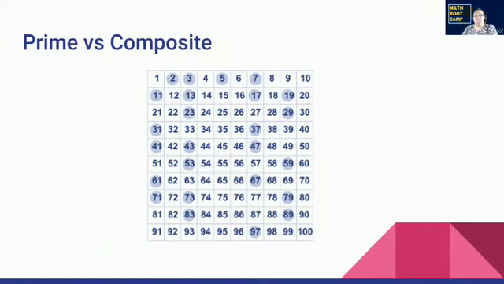Composite numbers are sort of the opposite. Composite numbers are divisible by other numbers. So can you think of a number that's divisible by another smaller number? Let's say, for example, the number 8. We can divide that by 2. We can divide that by 4. So 8 is a composite number.